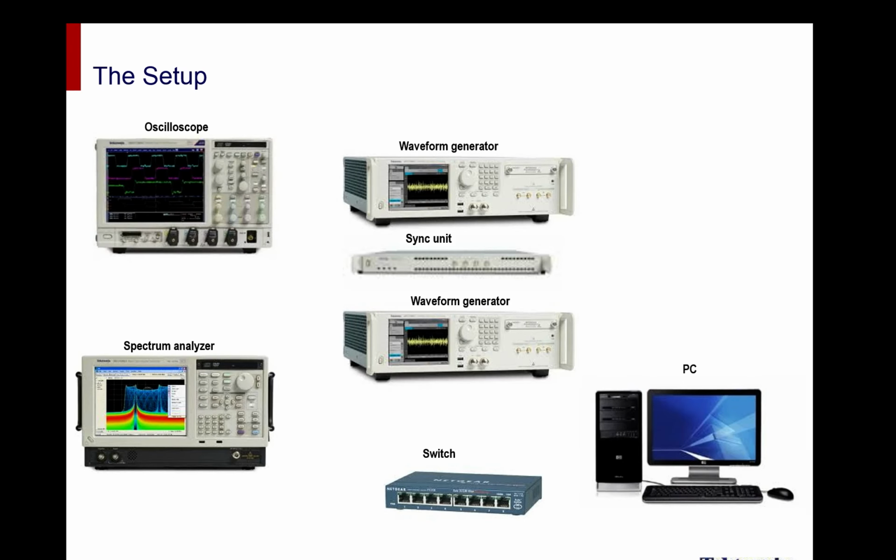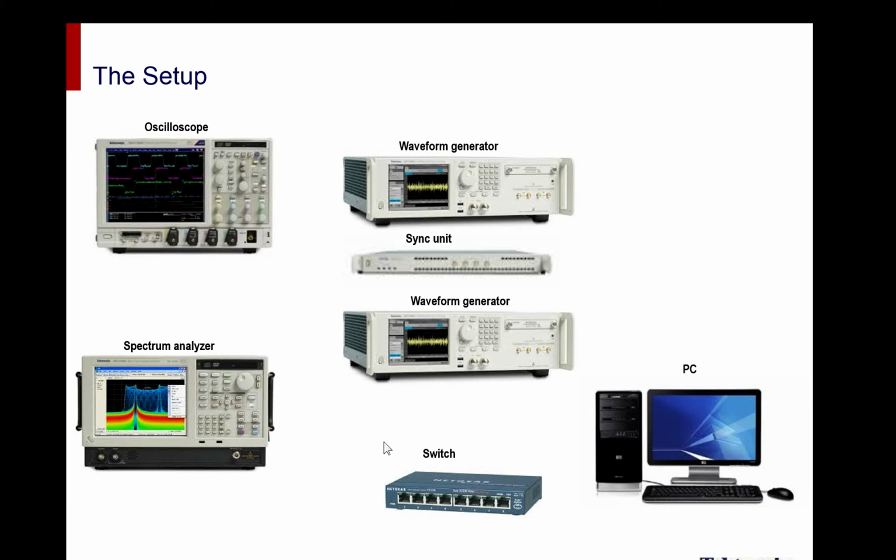So the setup is quite straightforward. I have a scope, in this case a 33 gigahertz scope. I have a spectrum analyzer, in this case I'm using up to 20 gigahertz. I have waveform generators that are able to go from 1 kilo samples up to 50 gigasamples. And with sync units I can control the phase alignments of several units. I have a switch with everything connected, and I have a PC.